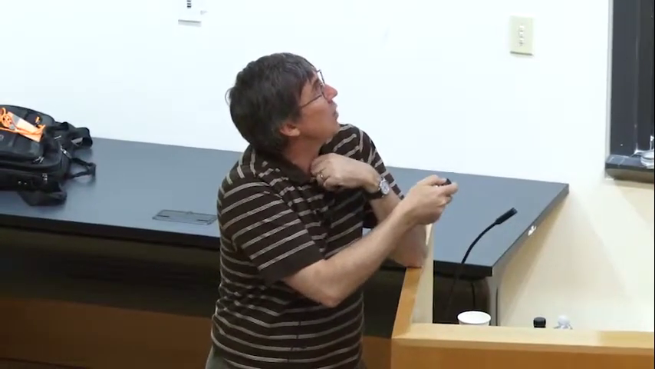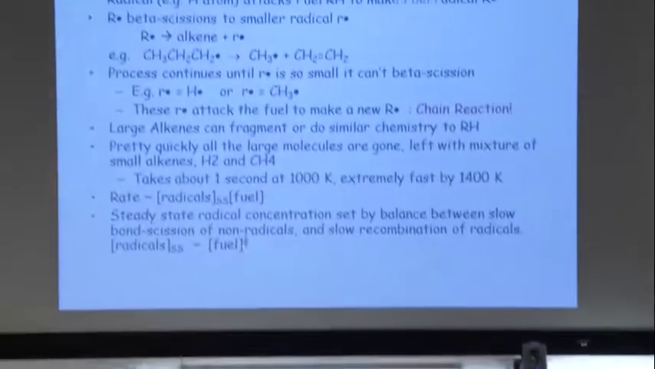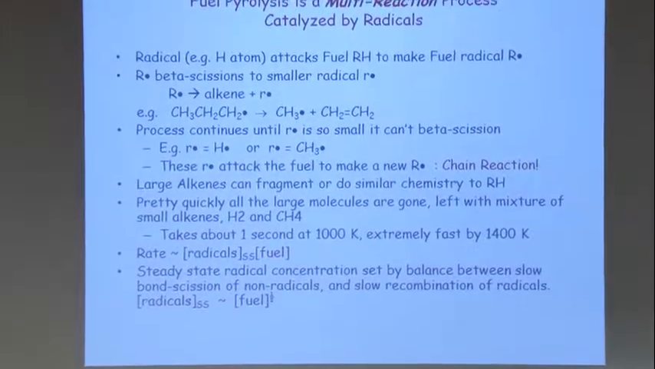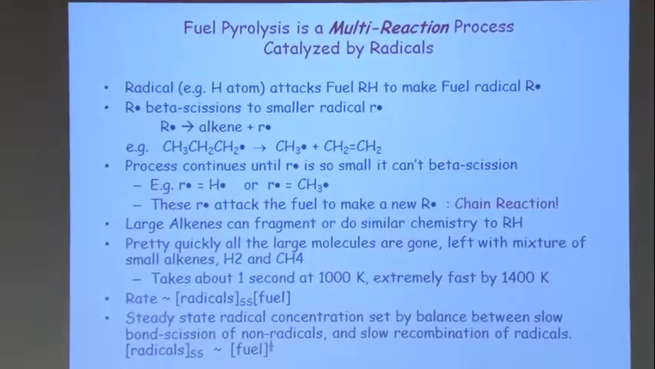The second thing is, once I have radicals, how fast do they react with the fuel? So that's sort of the propagation step of the chain. And you need to know them both. Typically, this thing is proportional to the fuel to the 1/2 power. So overall dependence is really actually 3/2 power of fuel, most commonly.